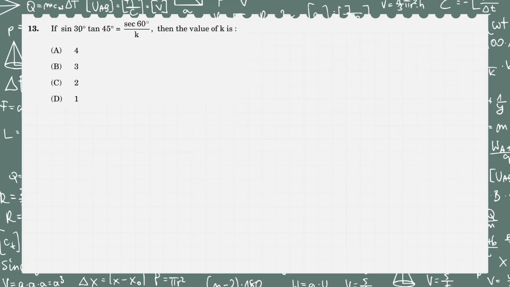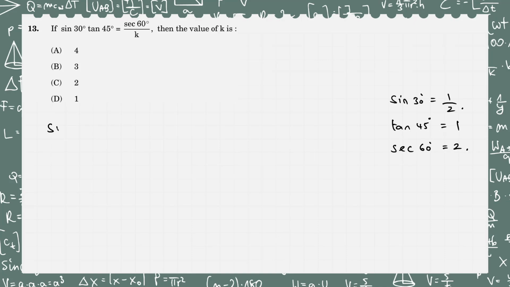If sine 30 into tan 45 degree equal to secant 60 degree divided by k, then the value of k is, we need to put the values of these particular angles. We already know their values. What are they? Sine 30's value is 1 by 2, and tan 45 degree's value is 1, and secant 60's value is 2, isn't it?